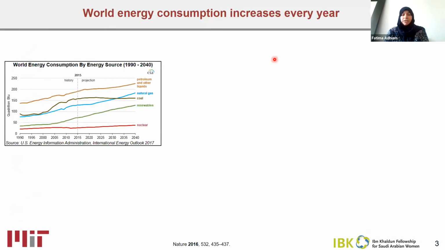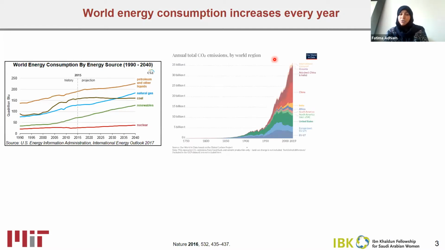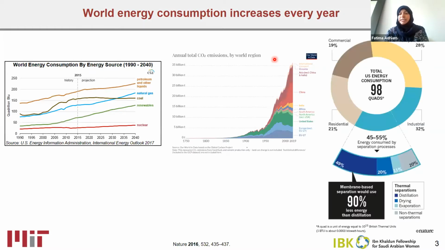In fact, natural gas consumption steadily increases every year, as does CO2 emission. In 2016, the total US energy consumption was around 98 quads out of 4 different sectors. Chemical and petrochemical industries consume around 32% of this energy. However, half of this energy is consumed by thermal separation, like distillation, drying, and evaporation. However, the most energy is consumed by the distillation process.